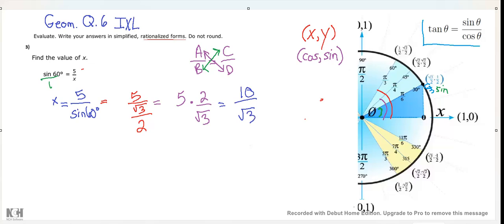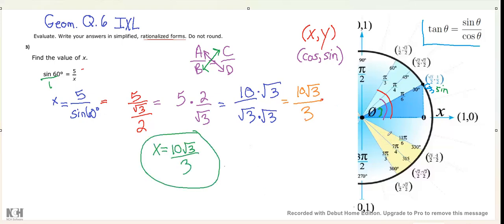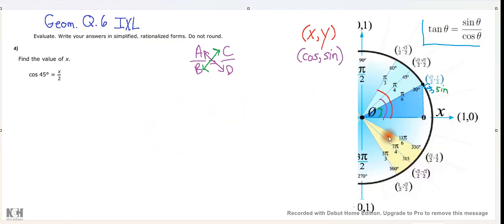Now, this has to be rationalized, so we need to multiply that by itself to turn it into a 3, which then gives us, on the top, 10 times the square root of 3 over 3. So this is our final answer right there. Okay?